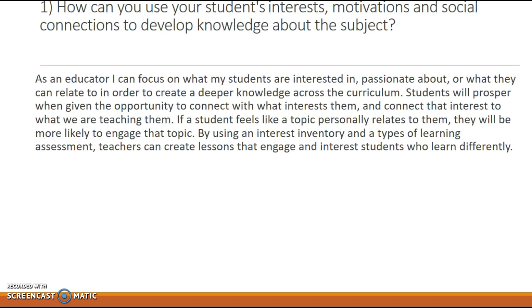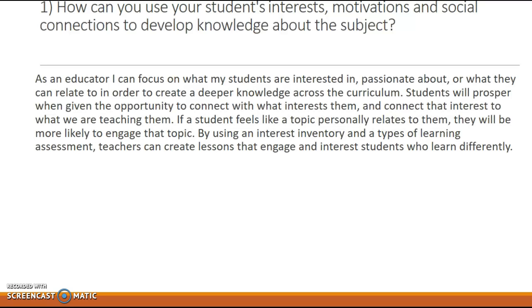And so I decided that I would choose things that they can relate to or that they can create, so that they can have a deeper knowledge across the curriculum. Students will thrive or prosper when given the opportunity to connect with what interests them and connect that interest to what we as teachers are trying to teach them. If a student feels like a topic personally relates to them, they will be more likely to engage with that topic. This is the same with adults as well.